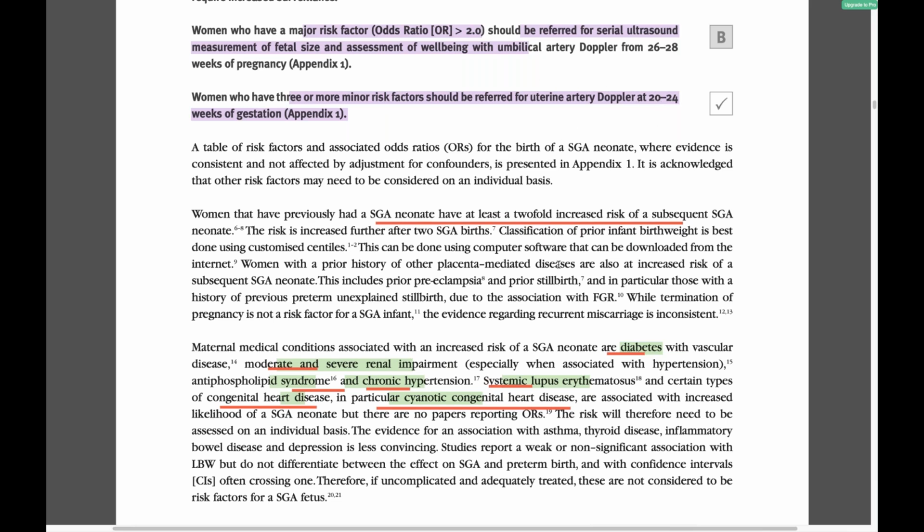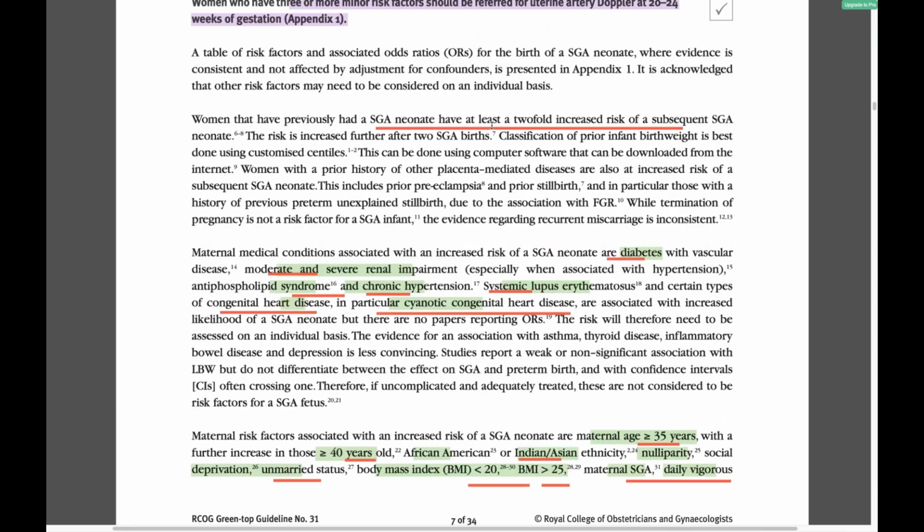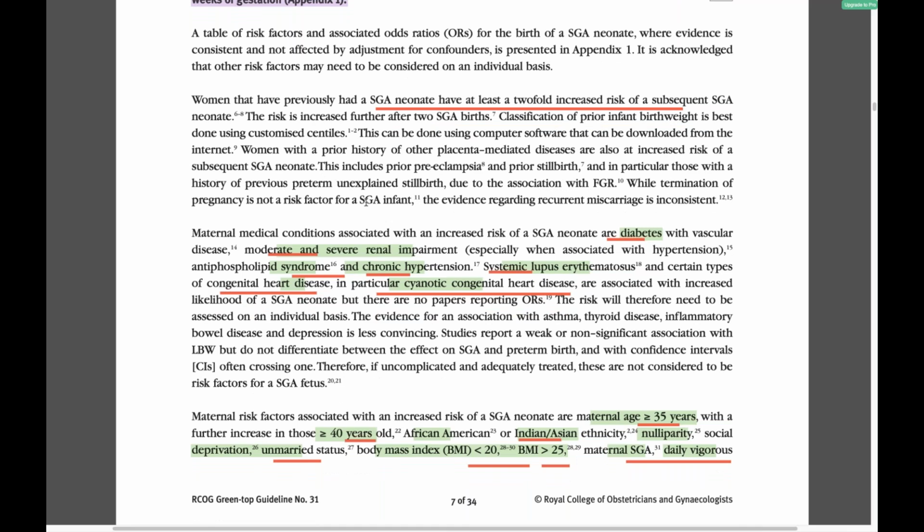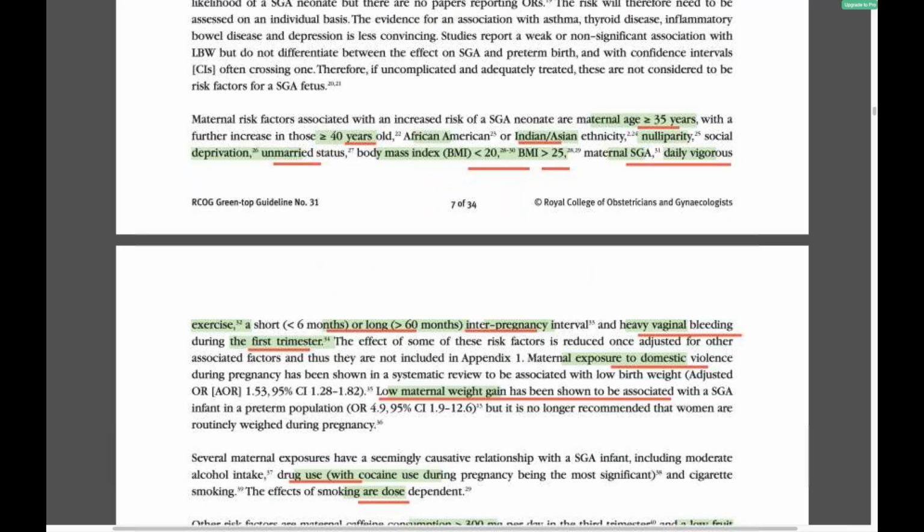Yeah. Now, if the previous baby was SGA, so what is the possibility of having SGA baby in this pregnancy? Twofold. Yes. So if my previous baby is SGA and I'm pregnant this time, so 2 times there is a likelihood I will get a SGA baby. Okay, this part we have done. This part also we have done.